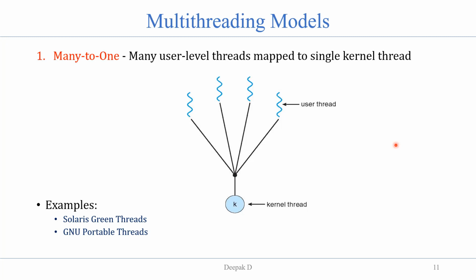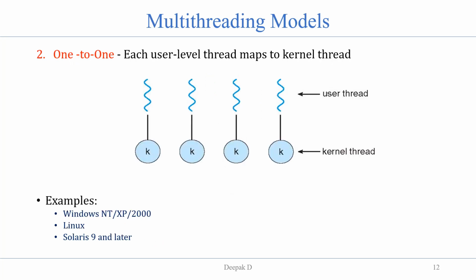Next are the disadvantages. There are two. One is that the entire process will block if any one of the threads makes a blocking system call. The second is that multiple threads are unable to run in parallel on a multiprocessor. So these are the advantages and disadvantages of the many-to-one model. Some examples are Solaris Green Threads and GNU Portable Threads.